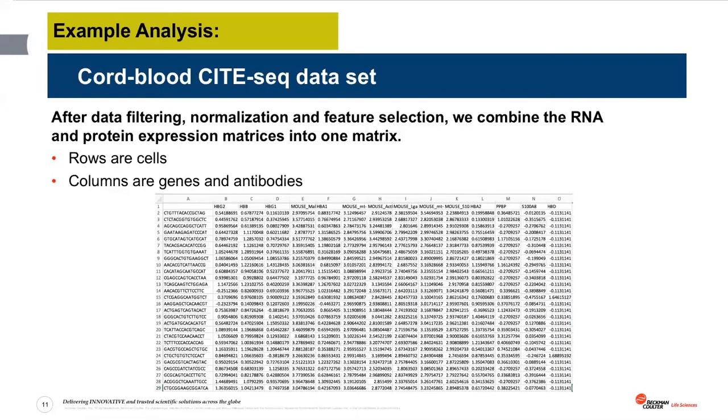In this normalized and filtered matrix, the rows are the cells, and the columns are the features, so including RNA-seq and protein for CITE data. And this matrix is similar to the regular cytometry data matrix, because in cytometry data, you usually have rows as cells and columns as markers or antibodies.